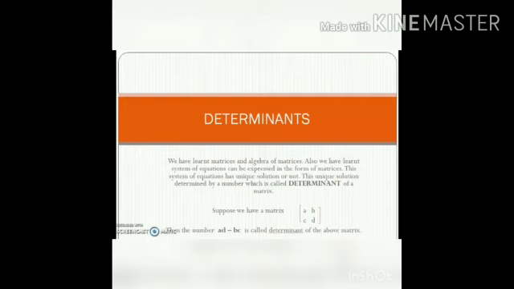Now look at the matrix given. It's a 2 by 2 matrix. 2 by 2 matrix means 2 rows and 2 columns. So here the matrix A, B, C, D. Now find the value AD and BC and find the subtraction AD minus BC, so that the number AD minus BC determines the determinant of the given matrix. Okay, so just cross multiply the given matrix, we will get the determinant of the given matrix.